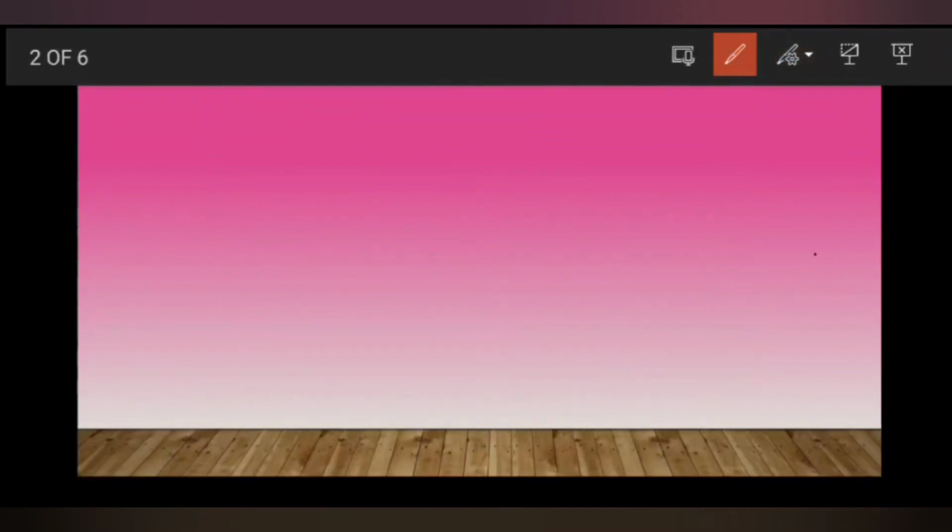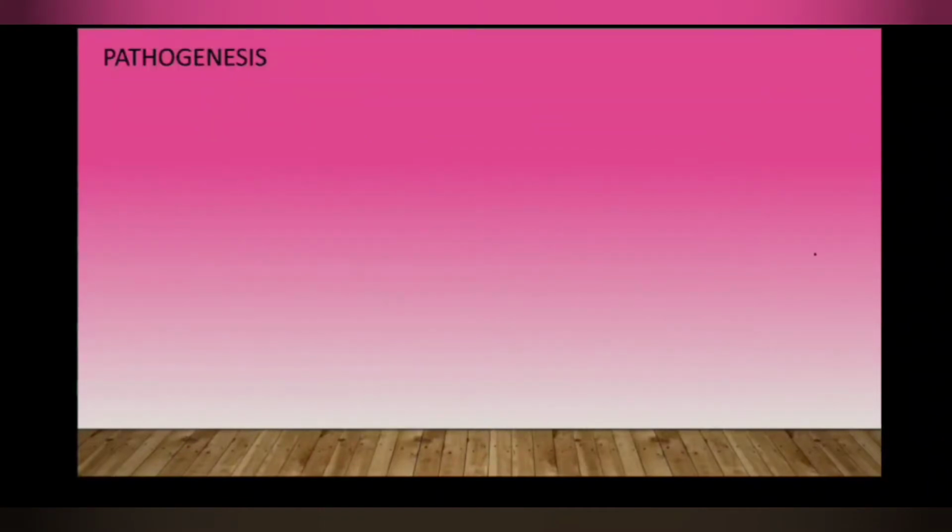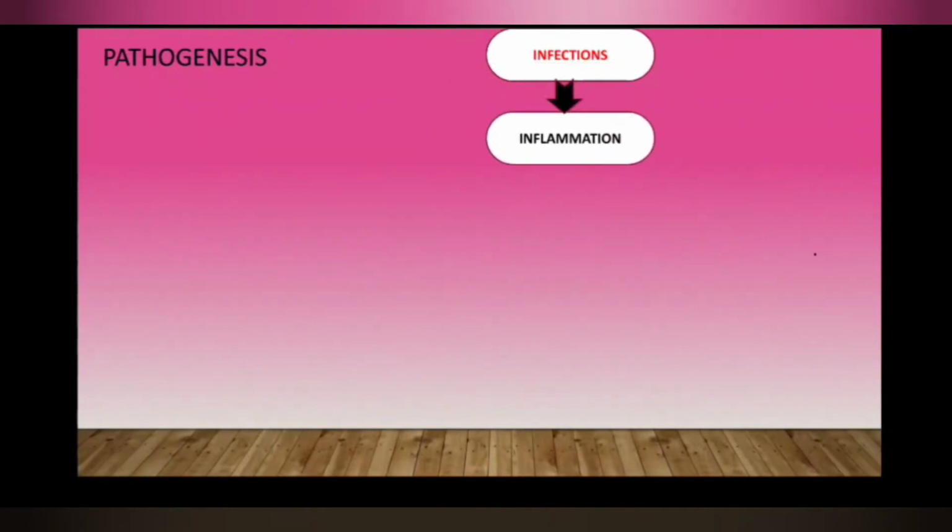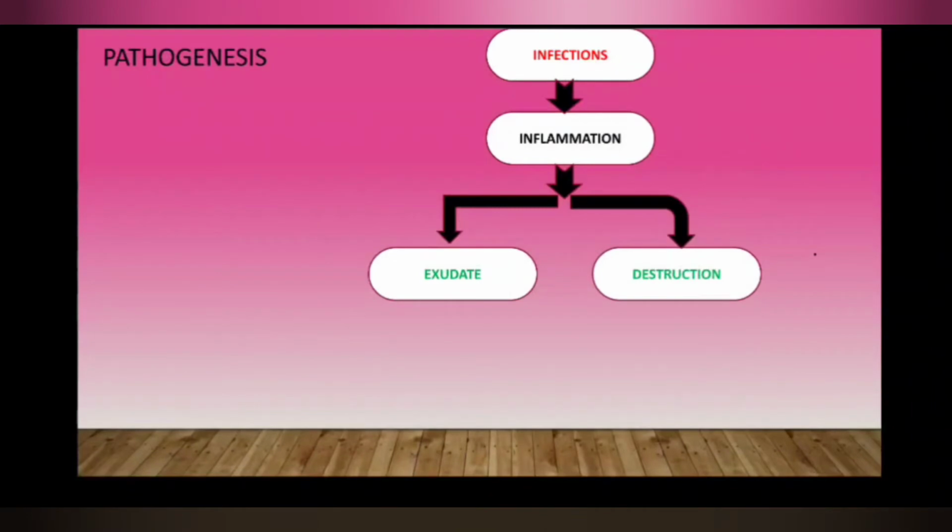We will see it in chart form. The infection occurs. Due to the infection, there is inflammation of the bronchial walls. We know after the inflammation there will be the formation of exudate. Then this exudate will cause obstruction, and this inflammation also causes destruction of the bronchial wall. So first of all infection, then inflammation, which will lead to exudate, secretion of the mucus, and destruction of the lining of the bronchial wall.